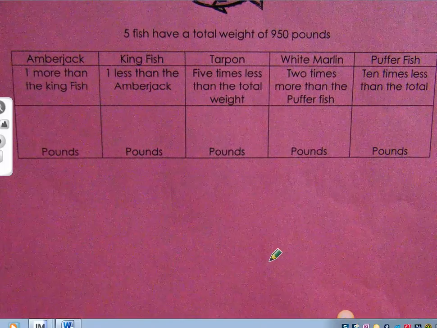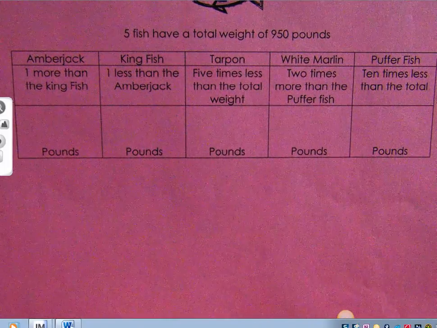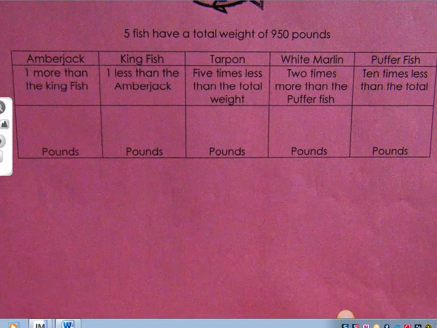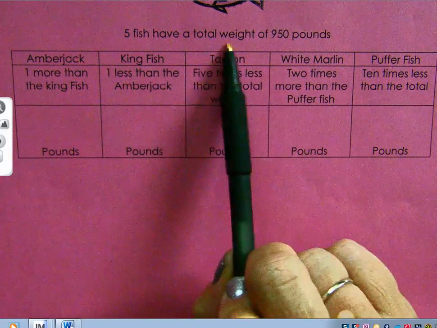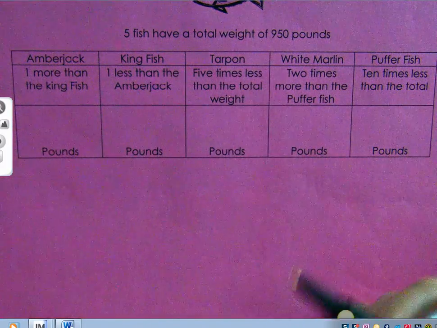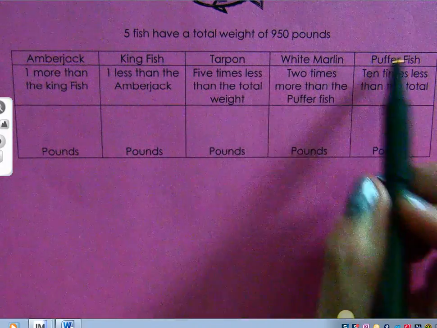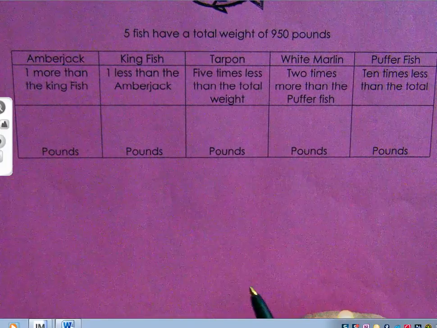Let's take a look at another multiplicative problem that we can draw a model to figure out what's happening. All right, we know that 5 fish have a total of 950 pounds. So I know all of these fish together are going to be 950. All right, I need to figure out a place I can start.